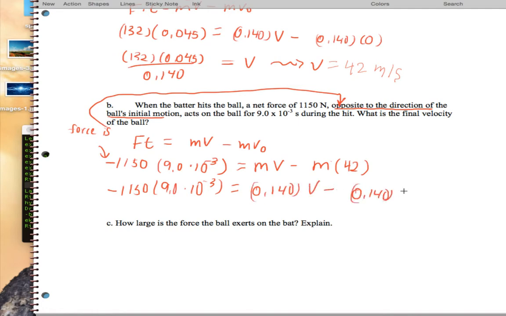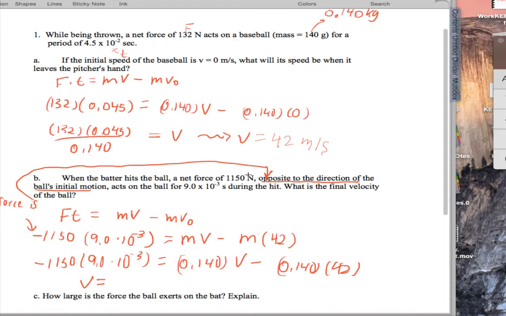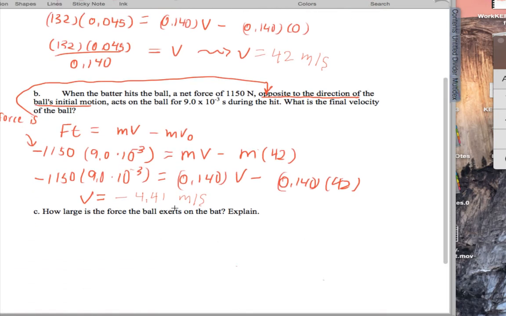0.140 times 42. When we go ahead and solve for V, what we're going to end up getting is negative 4.41 meters per second.